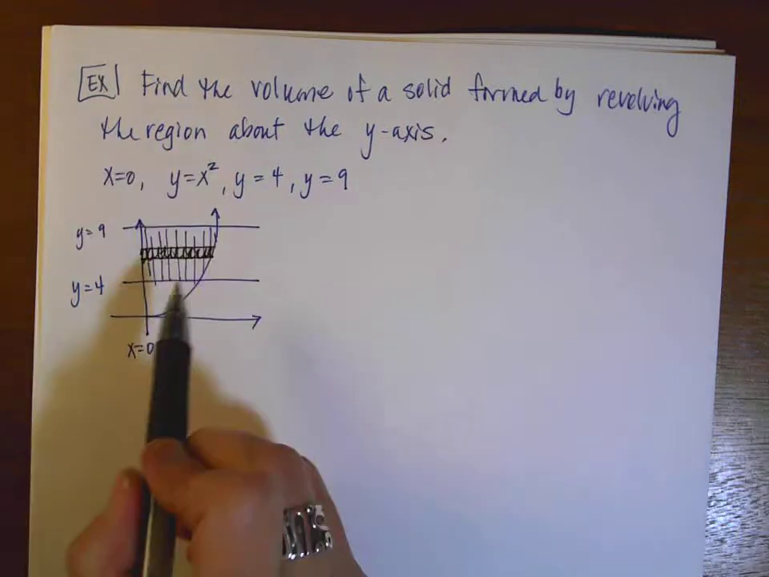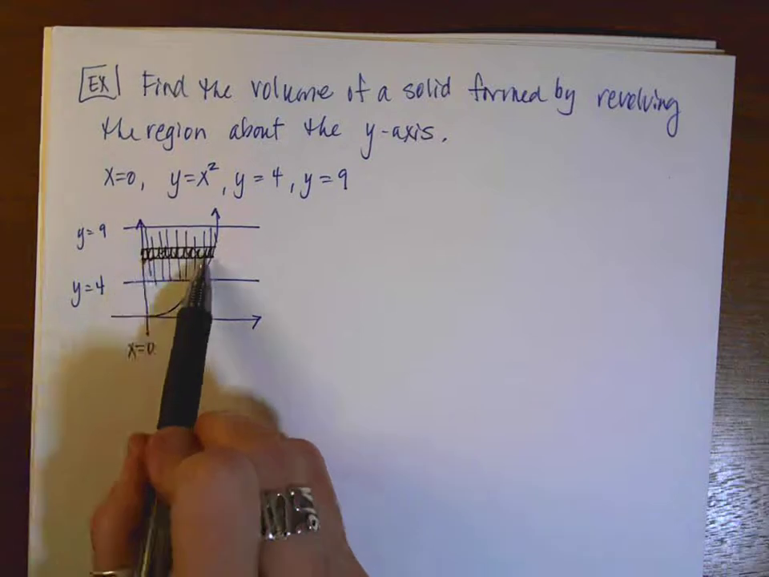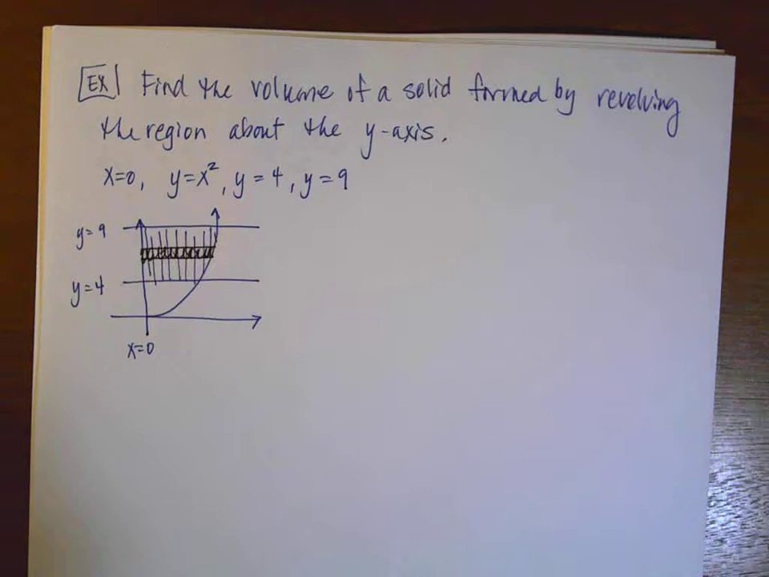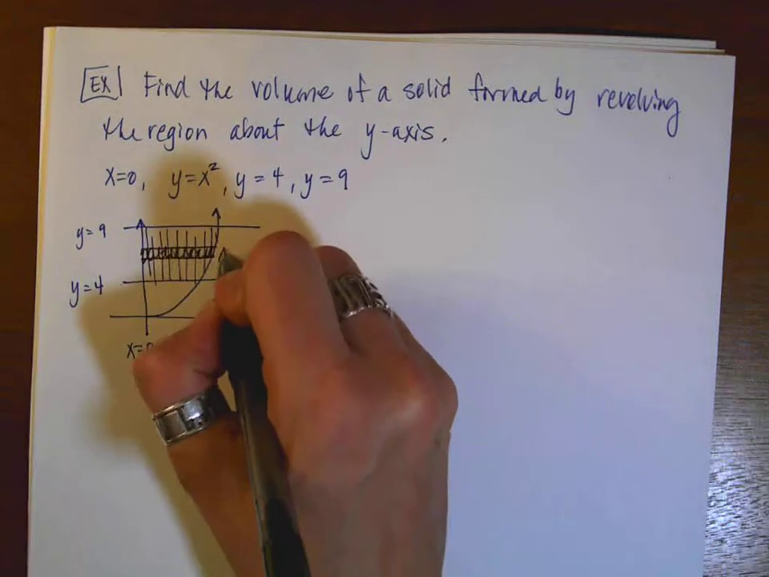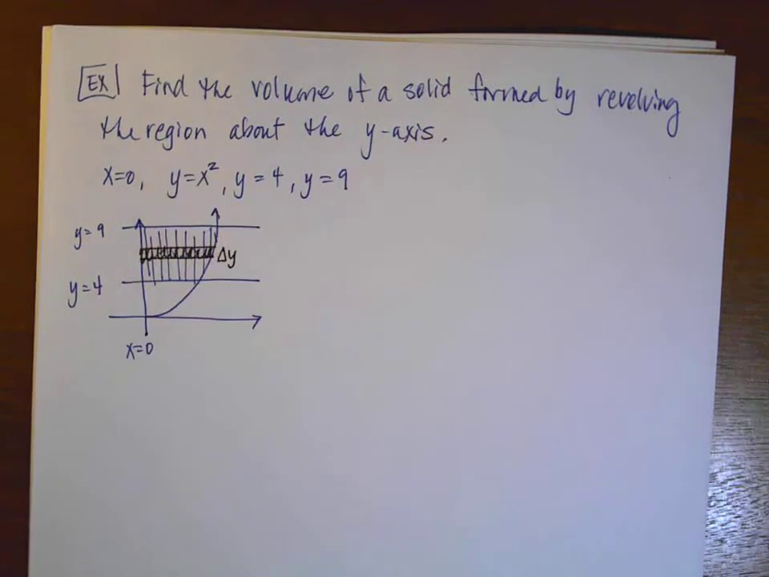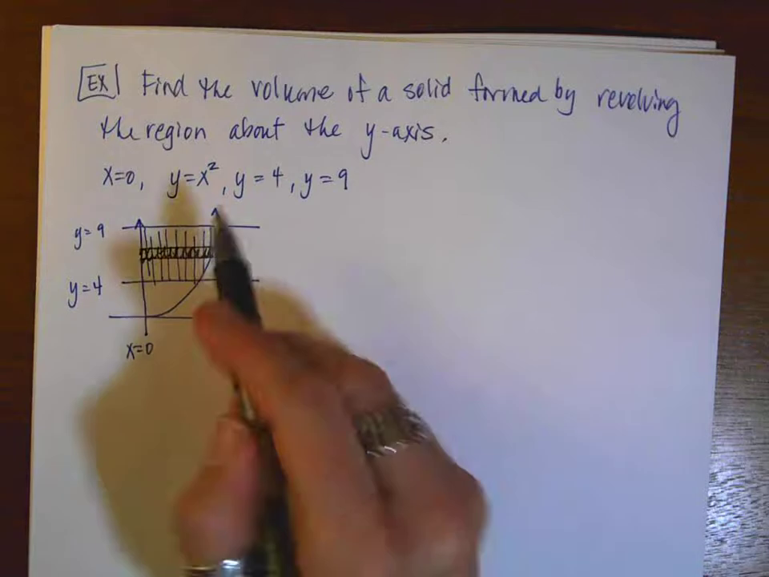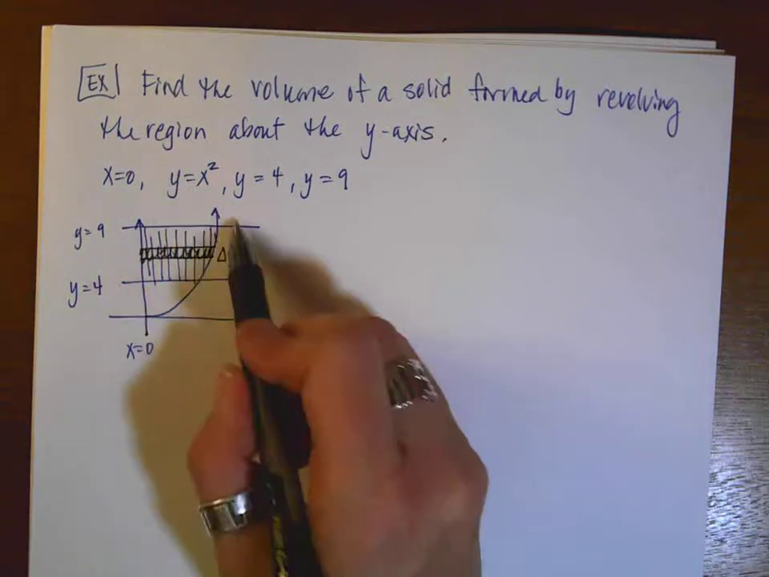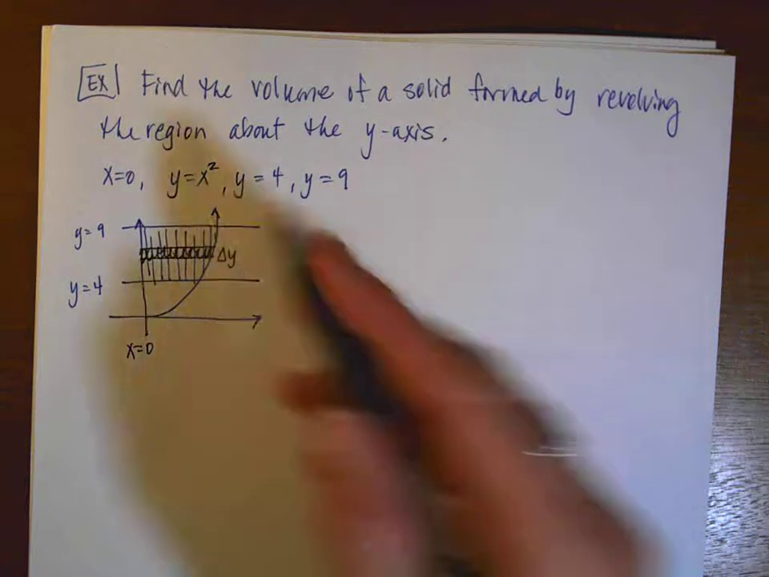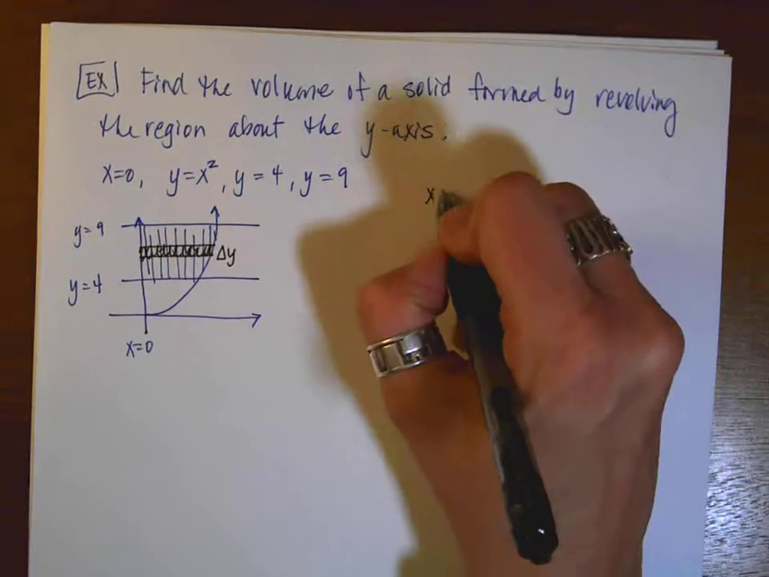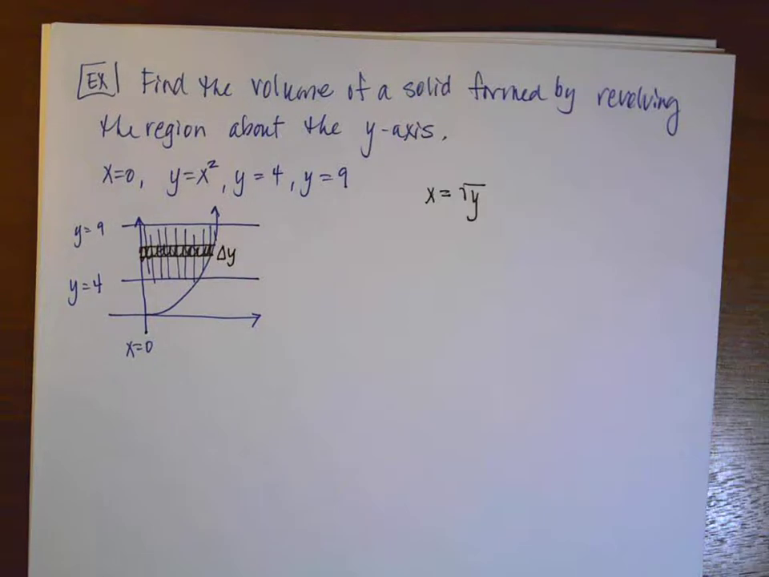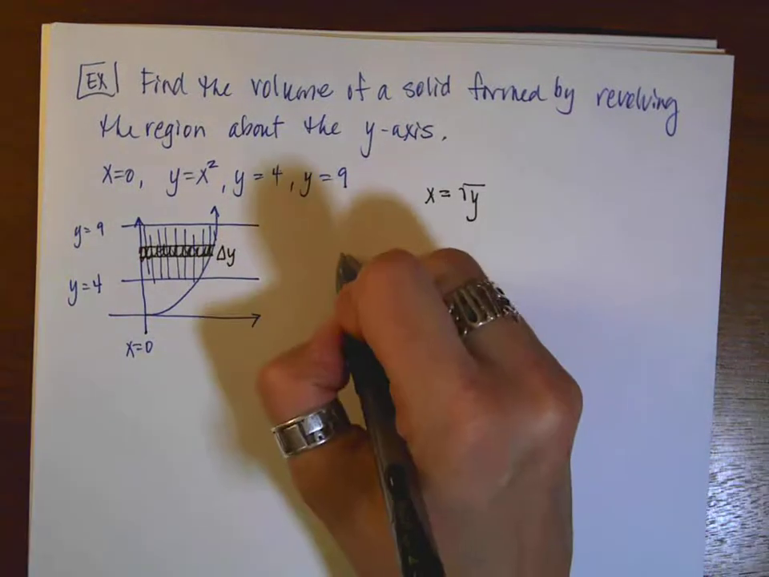See if I can scribble that in so it looks like a rectangle. Because if I rotate it about the y-axis, it's sitting on the y-axis, and so that's actually kind of nice. Okay? So this is my delta y. What it does also mean is that I have to solve this equation in terms of y. And because I'm over here, I'm only going to take the positive root. So I'm going to get x is equal to the square root of y.